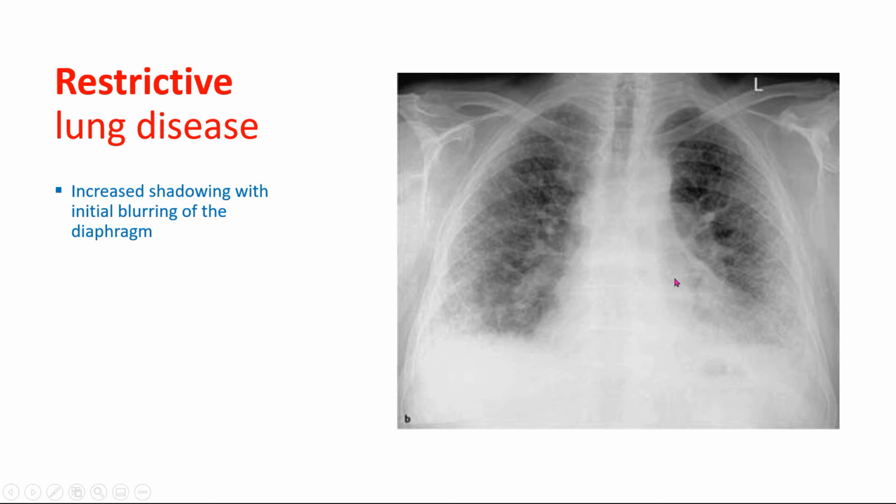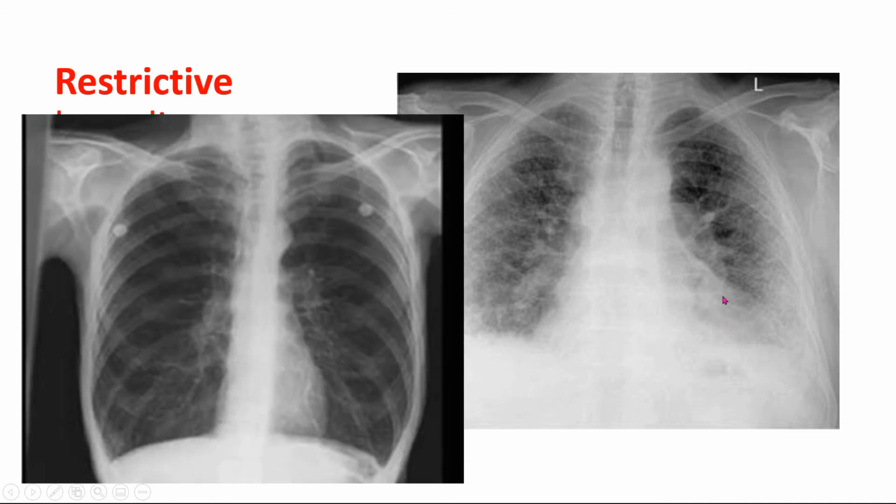Here is also increased shadowing. When you see this, is it restrictive or obstructive? Restrictive. You can see this fibrosis, these opacities. Here opacity, and here you can see also right side enlargement of the heart, and the diaphragm. You can't see the diaphragm. You can see here the diaphragm is not clear.